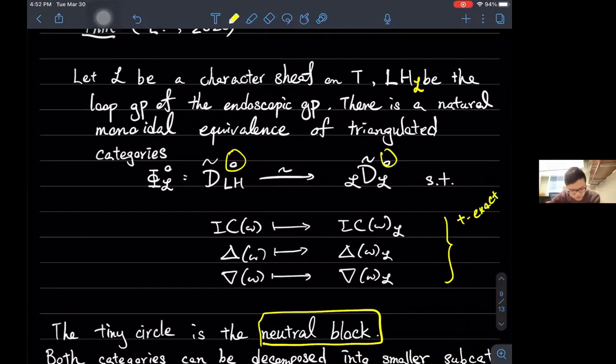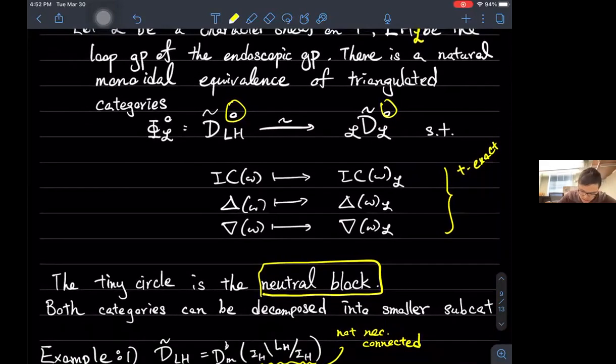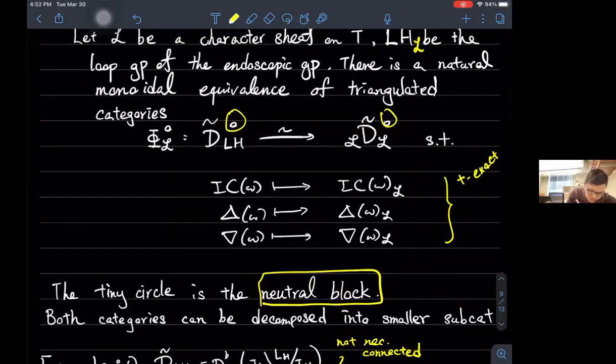So I didn't prove that the whole categories are equivalent to each other, but I proved that the neutral blocks of the categories are equivalent. Let me explain what neutral block means. Basically, both categories, the affine Hecke category and the monodromic affine Hecke category, can sometimes be decomposed into smaller subcategories.